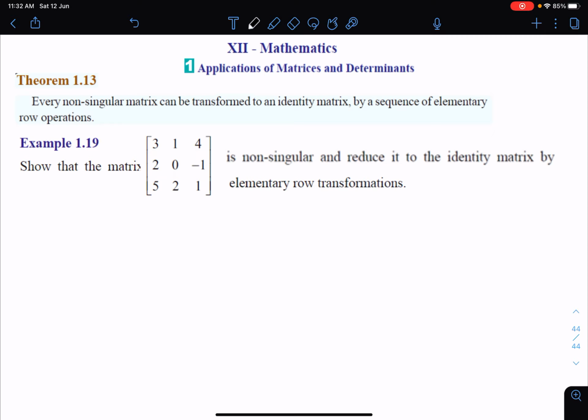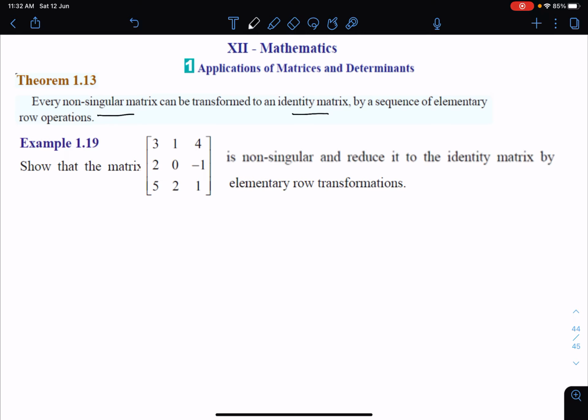Hello 12th standard students, welcome back to chapter 1, applications of matrices and determinants. Today we are going to see theorem 1.13. Every non-singular matrix can be transformed into an identity matrix by a sequence of elementary row operations. So we are going to transform a non-singular matrix into an identity matrix.